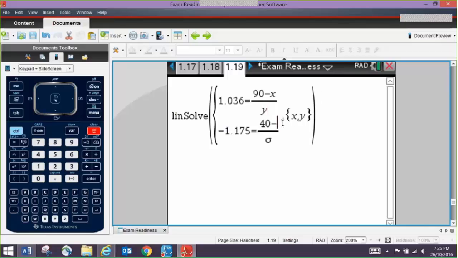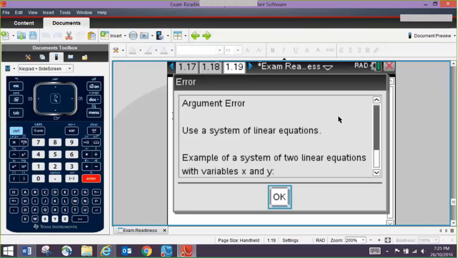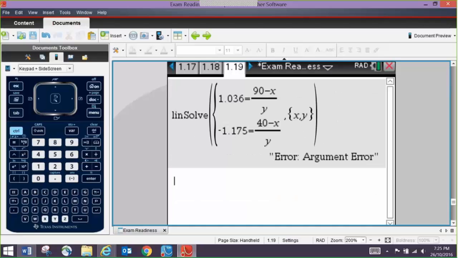And then of course we just change the variable names, x and y. That's it. So I've just changed those there so that it all matches up. And now what happens is it goes, okay, there's an argument error. And the reason why is if we go back to it, it doesn't like having the divide by y in both cases.